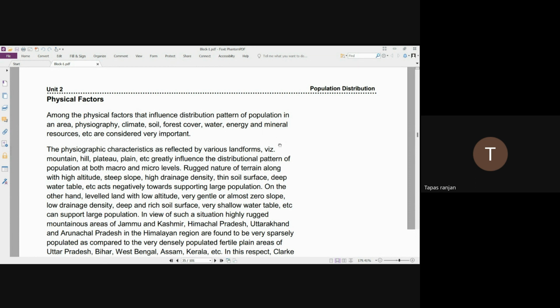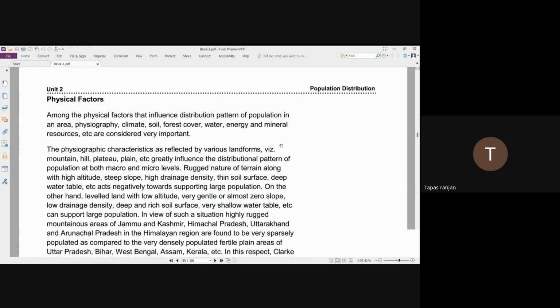Now, because plain lands support settlements, that supports transport and communication, that supports agriculture also. So all these factors help the population to inhabit a region. Okay, so that's why the plain lands of the world have high population density as compared to the hilly and mountainous regions. Then you have climates.